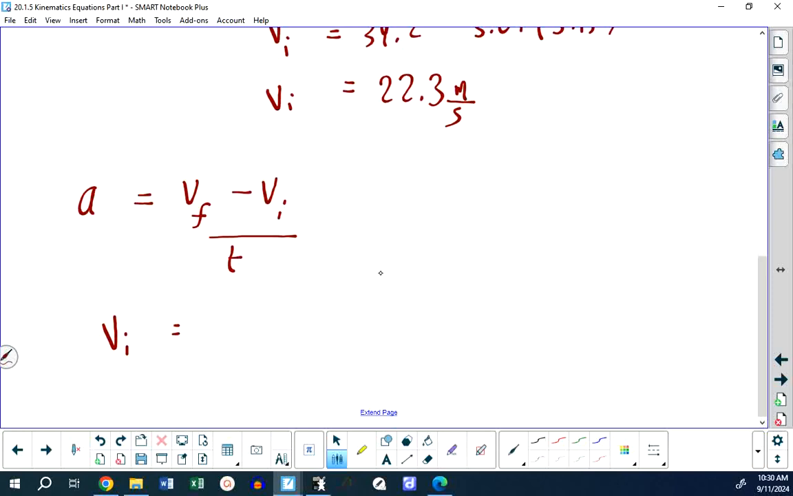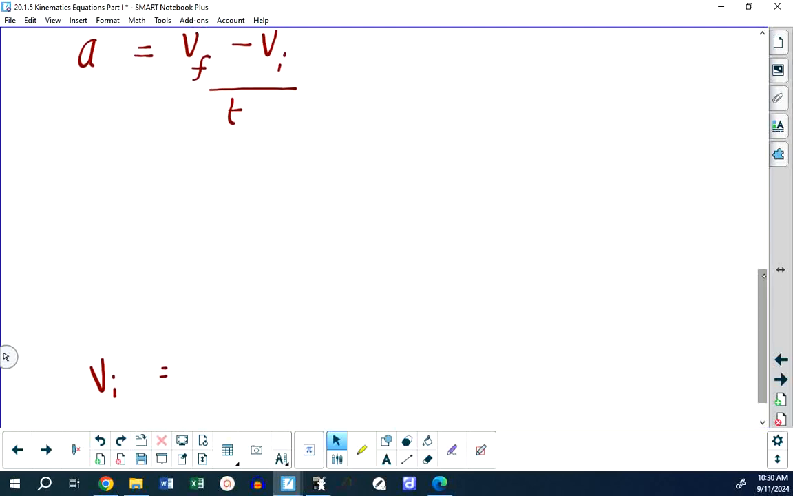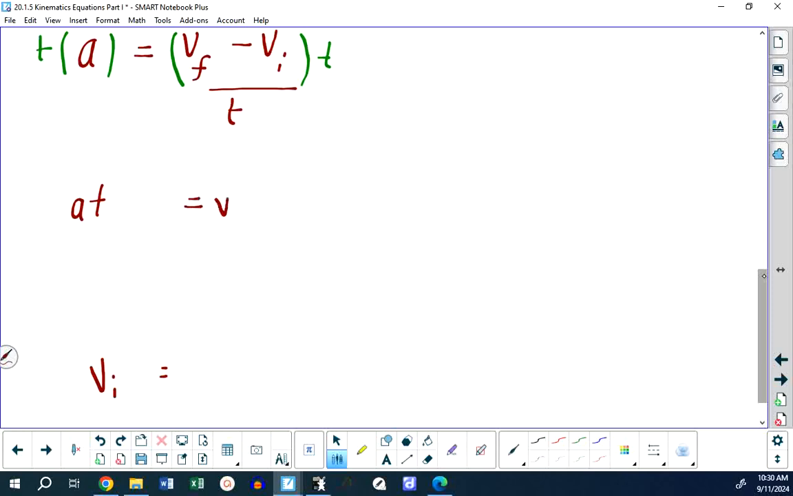So, how do we get there? Well, again, you say, well, I don't want fractions, so I'm going to multiply both sides by t. And when I do that, I get AT. It's just written usually as A followed by T rather than TA, equals VF minus VI. And then you say, well, I want the VI to be positive, so I move it over to the left. The VF stays where it is, and I subtract the AT.